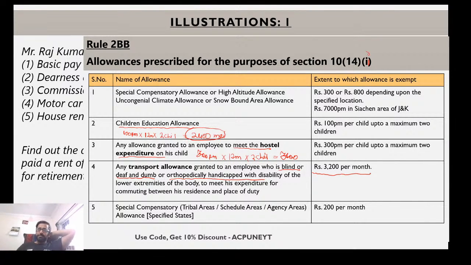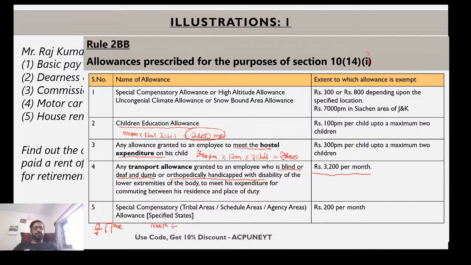Okay. So what is special compensatory allowance? Special compensatory allowance means, let's suppose you have cleared your CA exams. Now you were planning to shift to a metro city. You had decided that you would join a job in a metro city, but unluckily, due to shortage of jobs, you got a job in some northeast area.